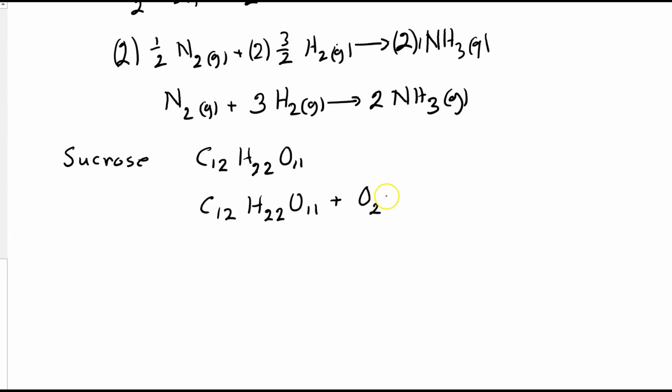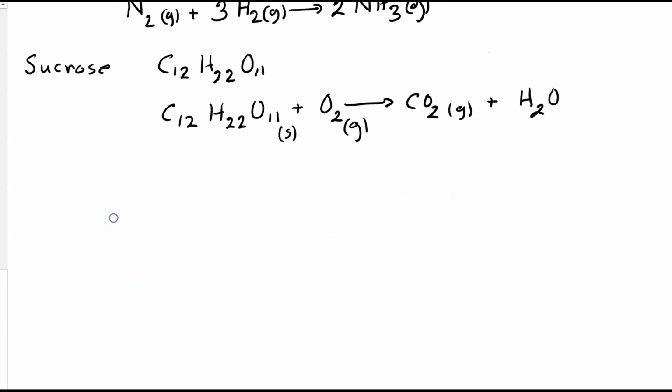And when sucrose is consumed by us, it goes through a series of metabolic steps, which eventually is reacted in a series of steps, but effectively we're burning sucrose. So if we just took sucrose and actually burned it in an oxygen atmosphere, we would get carbon dioxide as a gas plus water.